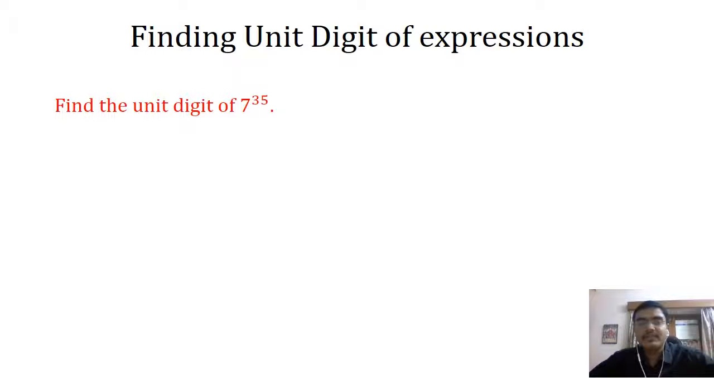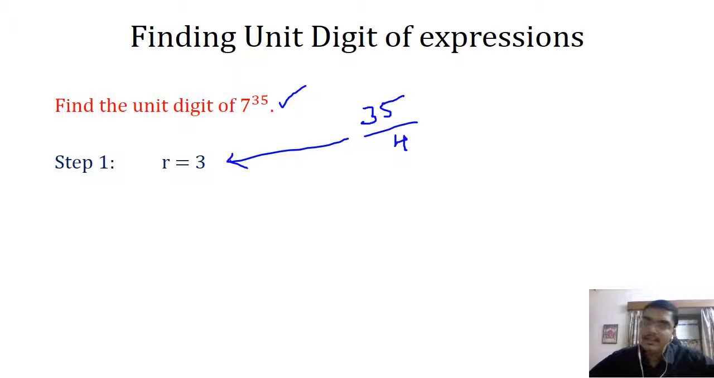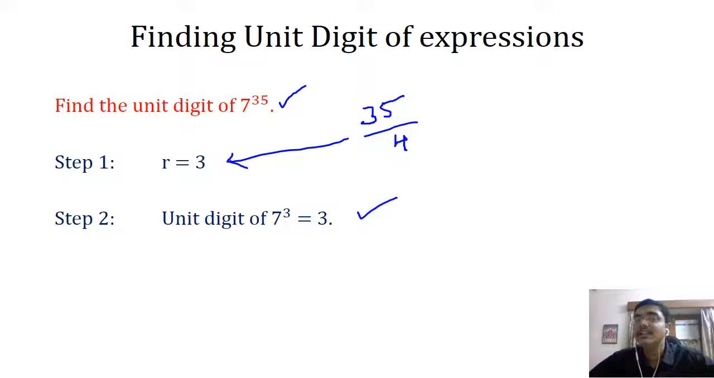Now just try and solve this question and then we'll discuss its answer. Okay, so we had to find the unit digit of 7 to power 35. What we did was take the remainder of 35 divided by 4, which is 3, right? Then we are required to find 7 to power 3, number to power remainder. So the unit digit of 7 to power 3 is 3, because 7 to power 3 is 343. So the unit digit is 3.